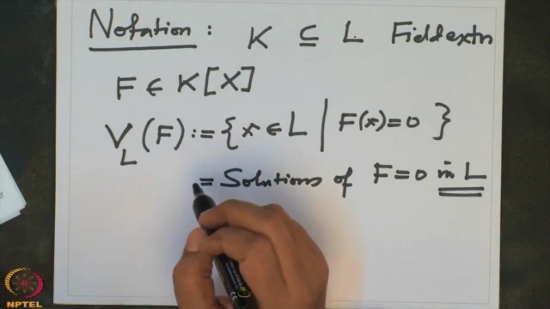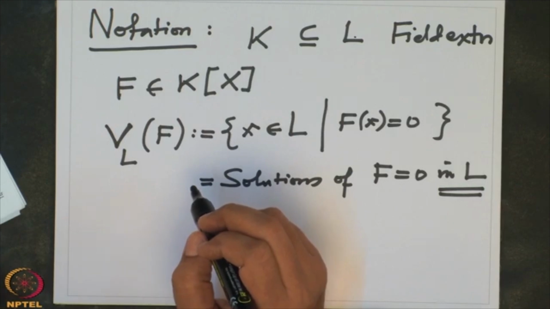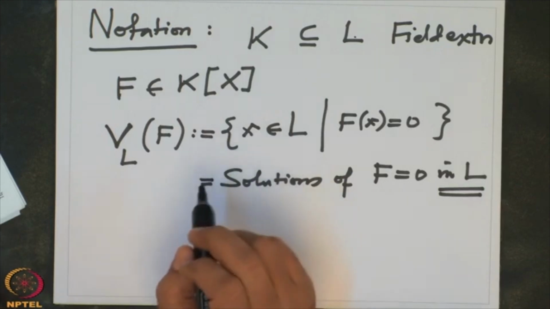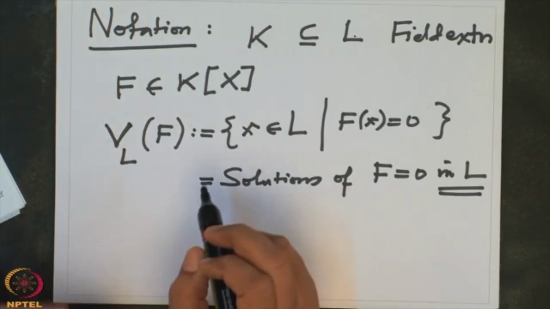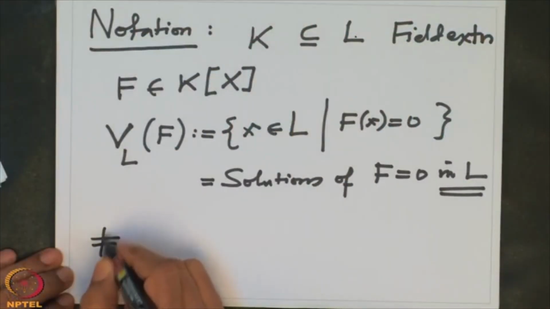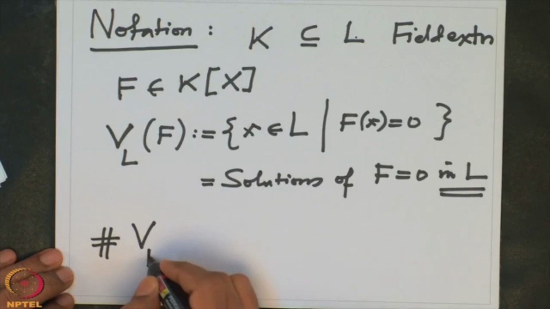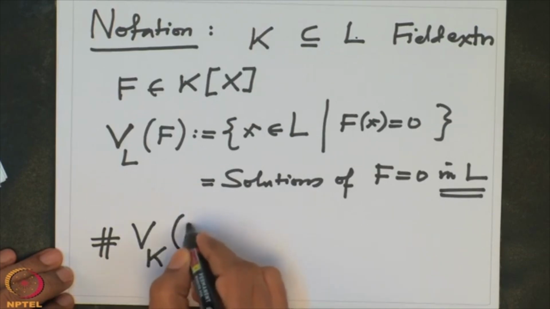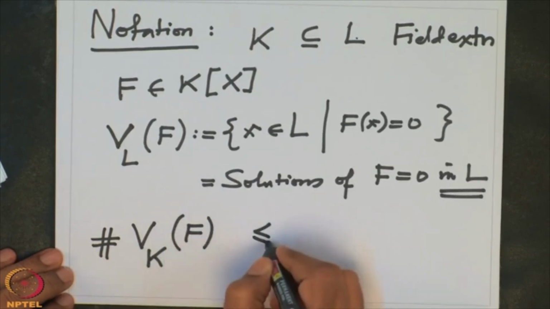that means using addition, multiplication, subtraction, division and extracting the square root. That is the problem of Galois theory. Galois theory centers around studying this problem. And what we proved above is that the cardinality of V_K(f) is less than or equal to the degree of f.